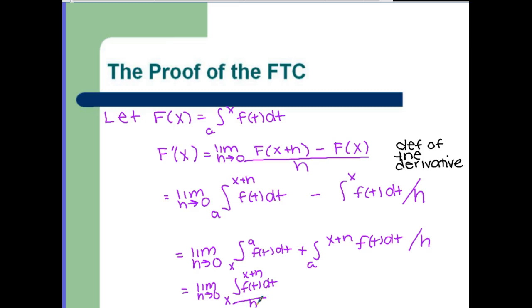What does that kind of look like? What does this look like? What if I rewrote it for you like this? Oh, somebody just said it, yeah. This represents the average value of the function. 1 over h, because it's b minus a, and b is x plus h minus x, so you get h.